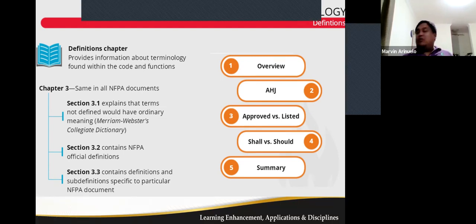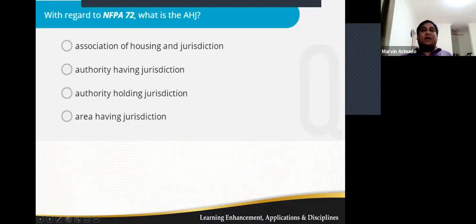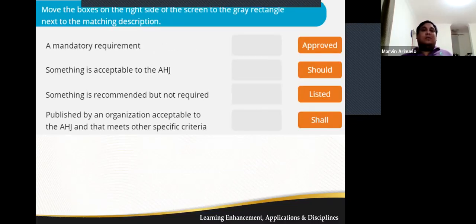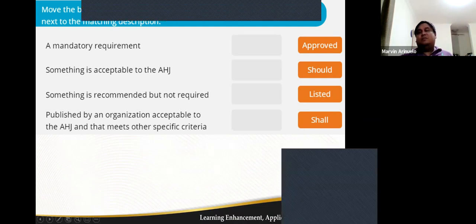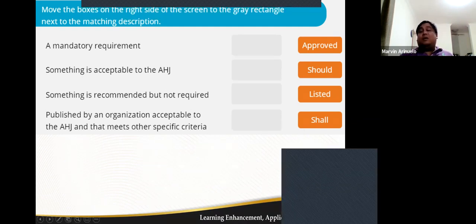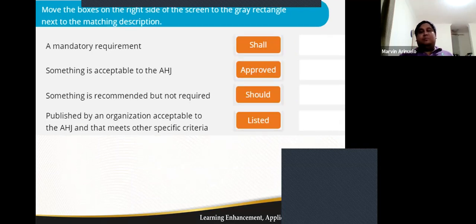So what is the meaning of AHJ? As what we discussed, authority having jurisdiction. So move the box on the right side of the screen, the rectangle next to the matching description. A mandatory requirement: shall. Something acceptable to the authority: approved. Something recommended but not required: should. And published by an organization acceptable to the AHJ that meets other specific criteria, meaning listed. This is what we call FM or UL listed or approved.